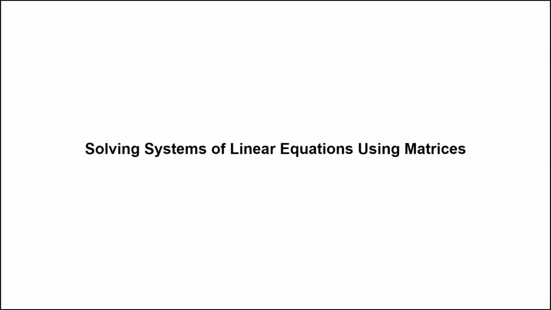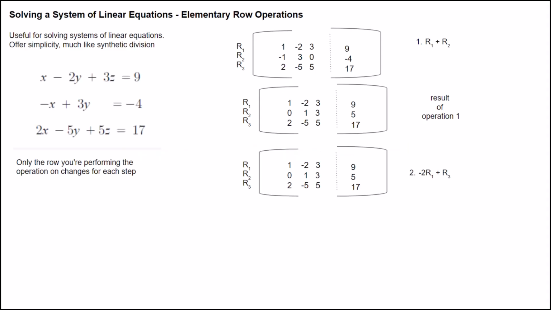Solving systems of linear equations using matrices. Much like synthetic division helps with factoring, solving systems of equations using elementary row operations helps us find solutions that would otherwise be tedious or difficult. Take the system of three equations on the left here, for which there are three variables, x, y, and z. What we want to do is find values for x, y, and z that satisfy all three equations.